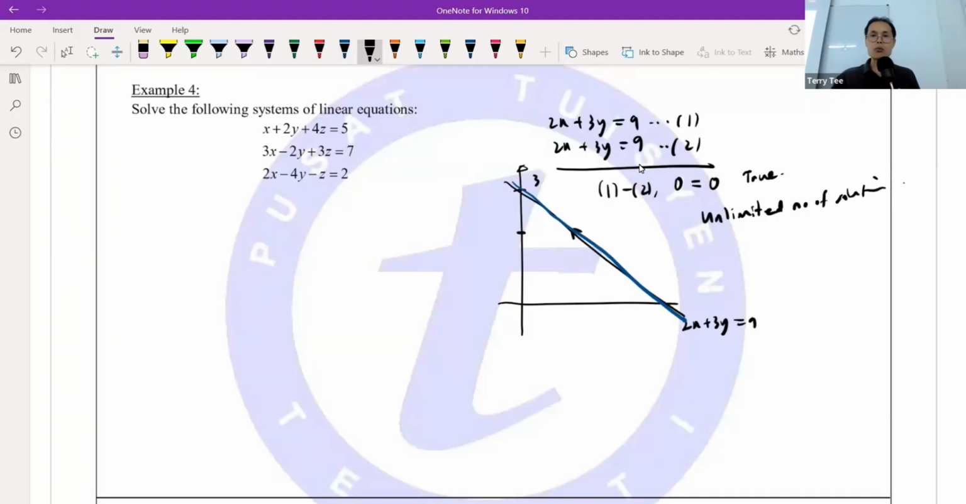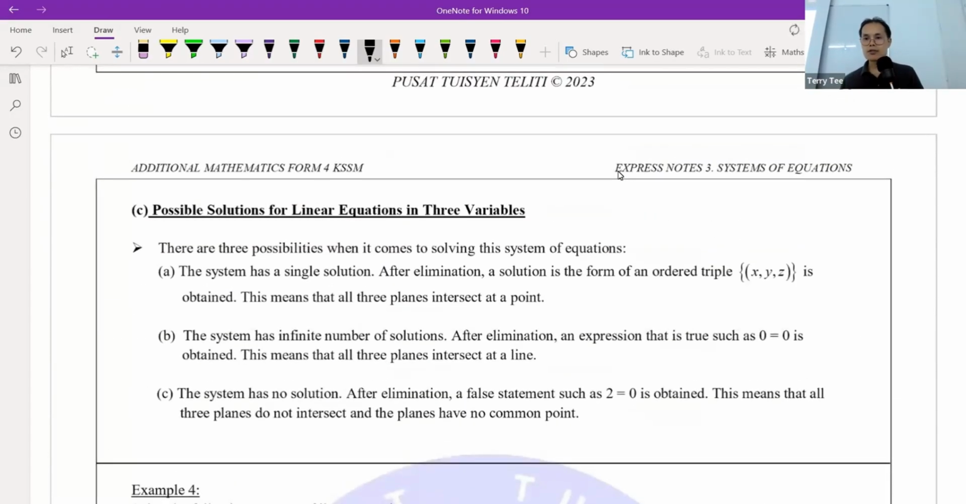So you understand this? Whenever you solve this and you get 0 equals 0, that means they intersect at unlimited points. You have an unlimited number of solutions, or infinite number of solutions. If you get a false statement, such as 2 equals 0, they have no solution.